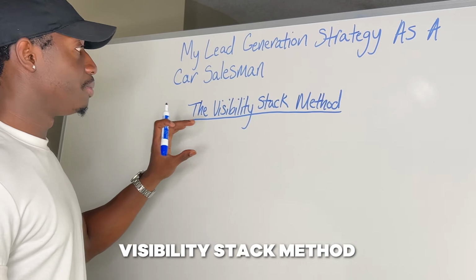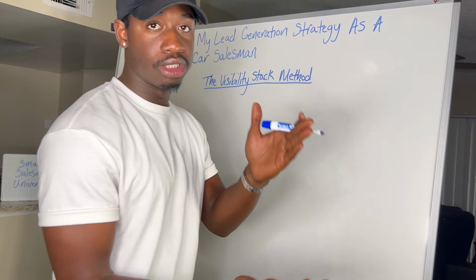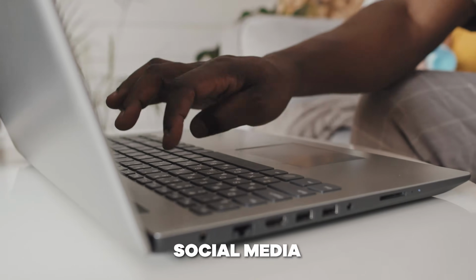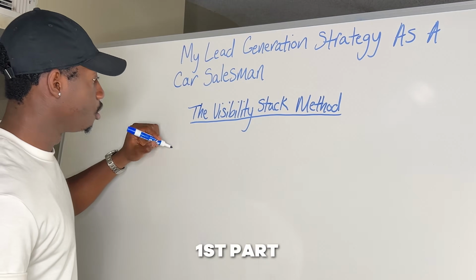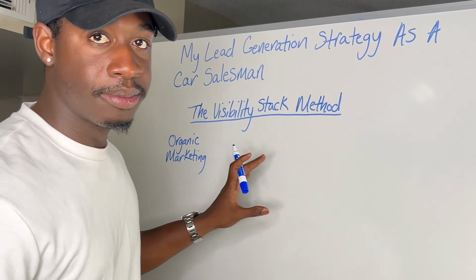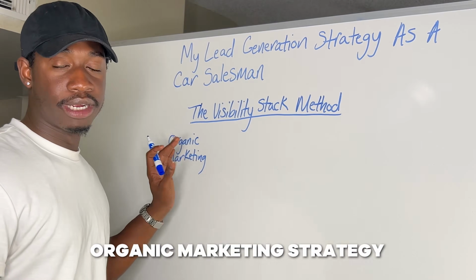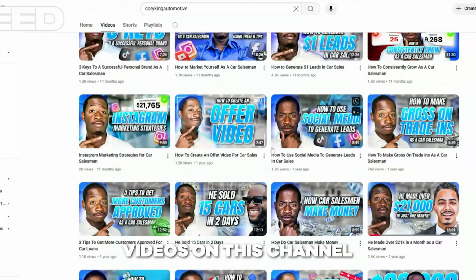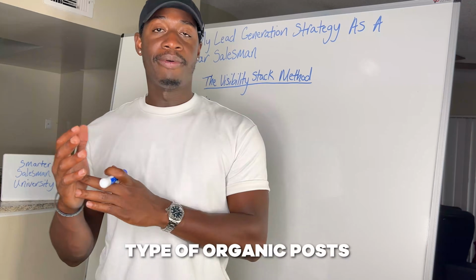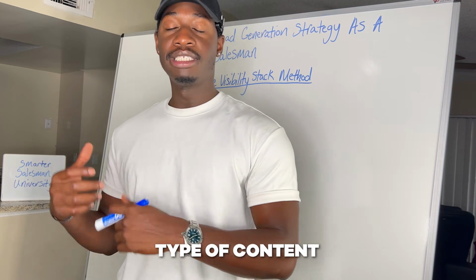Understanding the visibility stack method, we break it down into two parts. On social media, what I was doing was implementing organic marketing. So the first part of the visibility stack method is implementing an organic marketing strategy. As a car salesman, I have videos on this channel breaking down the type of organic posts you should be making, or the type of content you should be producing.